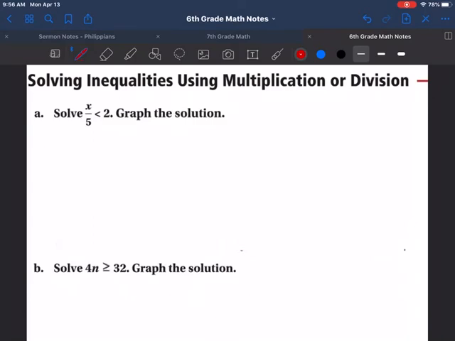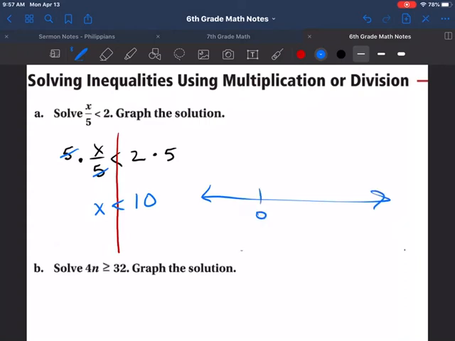Okay, so now this is no different. Multiplication and division is what we're going to do. Just remember that multiplication and division are opposite operations. So rewrite this. X divided by 5 is less than 2. What's the opposite of divided by 5? Multiplied by 5. Okay, for those of you who like the line, there you go. Okay, and now these 5s become 1s, leaving me with x, and then we have our less than symbol. That didn't change. And then 2 times 5 is 10.